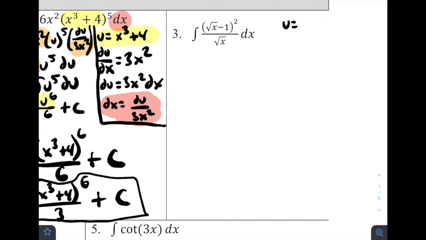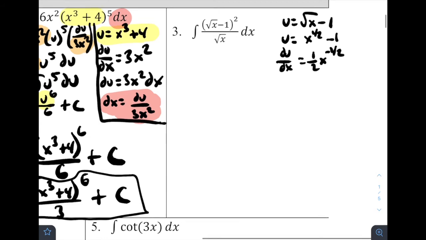So u is going to be equal to the square root of x minus 1, which, if you remember, is x to the 1/2 minus 1. And if we take the derivative of that, du dx is equal to the derivative, so 1/2 x to the negative 1/2, and then the derivative of negative 1 is 0.